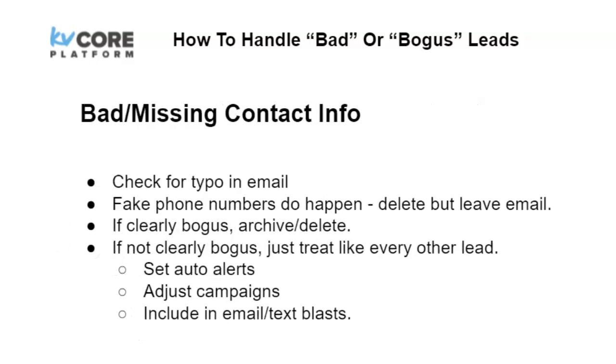Let's start with bad or missing contact info. The first thing you're going to want to do is definitely check for a typo in the email. This does happen. You'll see things like contact@gmail.com or contact@yahoo.com. So common email extensions could be misspelled, and if you see maybe a name spelled differently, just try to change that contact record in kvCORE, and sometimes that'll fix that problem.